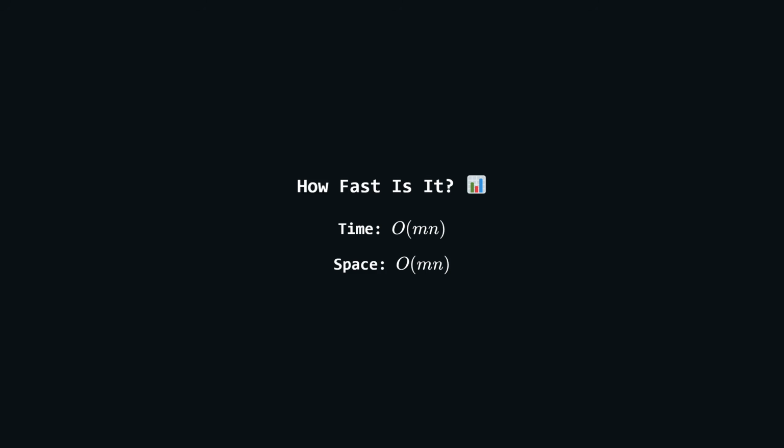How fast is this second approach? The time complexity is order m times n, where m and n are the rows and columns of our grid, because we process each cell a constant number of times. The space complexity is also order m times n for our distance grid and queue.